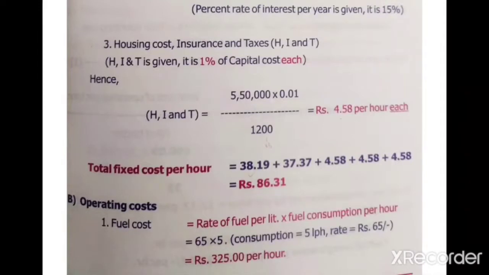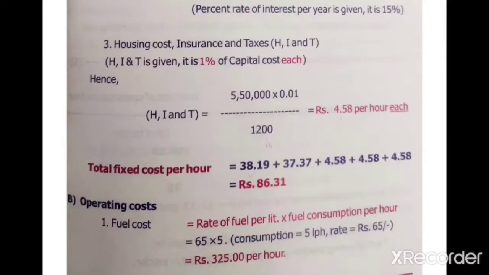Now the total fixed cost per hour: 38.19 is the depreciation cost, then the interest cost, sorry, interest cost is 34.37, plus housing cost, insurance and taxes, which will be 4.58 rupees for each. So the total cost per hour will be rupees 86.31.